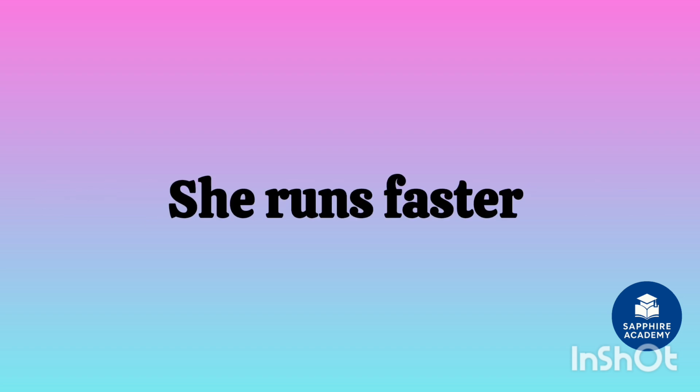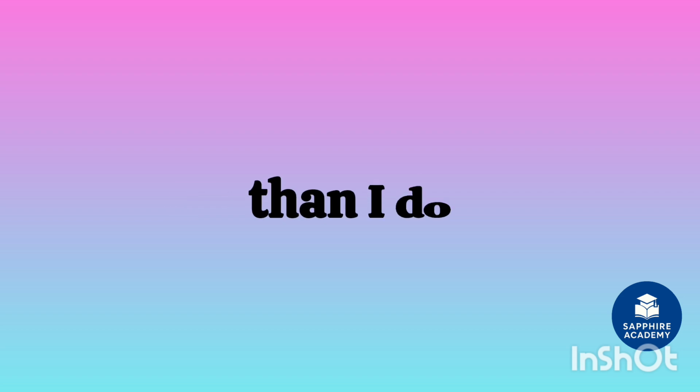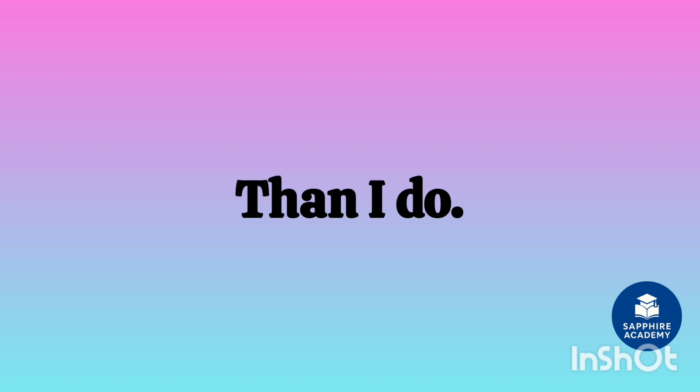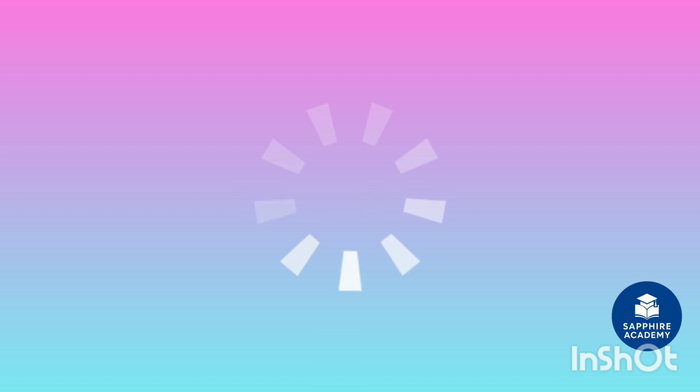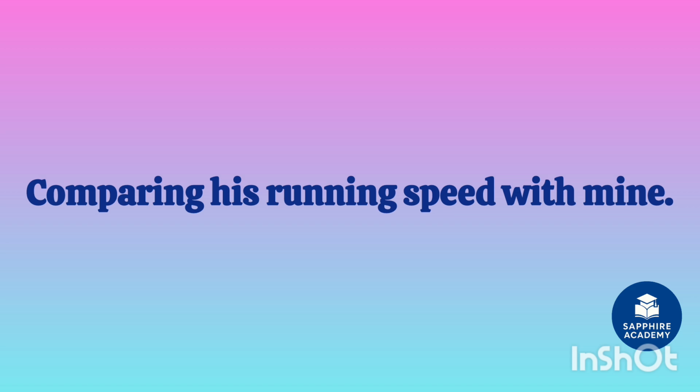He runs faster. It is a main clause. Than I do is a subordinate clause. Why is it an adverb clause? The clause than I do has its own subject, I, and verb, do. It modifies the verb runs by comparing his running speed with mine.